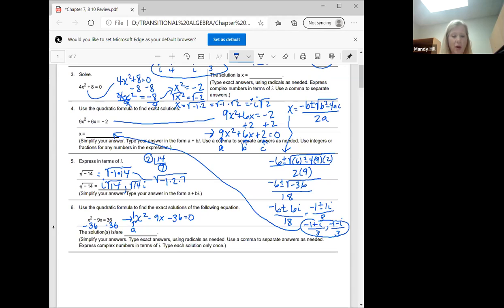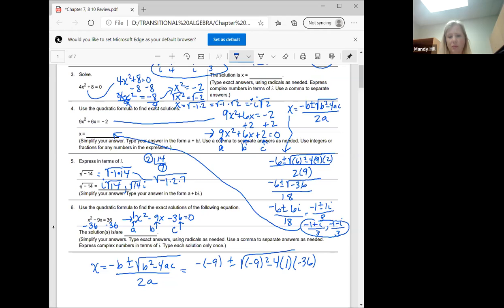So now we're good. Remember that a comes in front of the x squared. If there's nothing there, it's just a 1. B is in front of the x. C is the other number here. So the formula, I'm just going to remind you, x is equal to negative b plus or minus the square root of b squared minus 4ac all over 2a. Well, in our case, b is negative 9, so that's a negative 9 plus or minus the square root of b squared, so negative 9 squared minus 4 times a, which is 1, times c, which is negative 36, all over 2 times a.